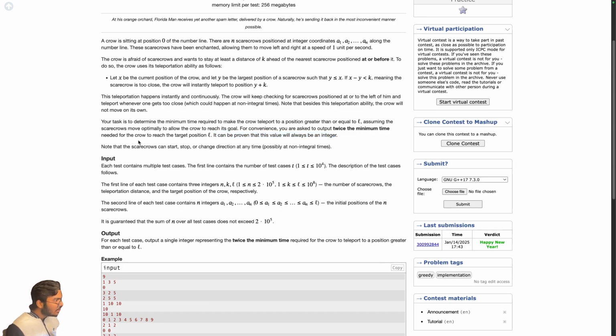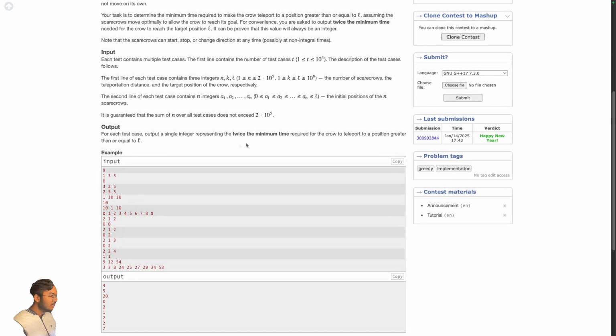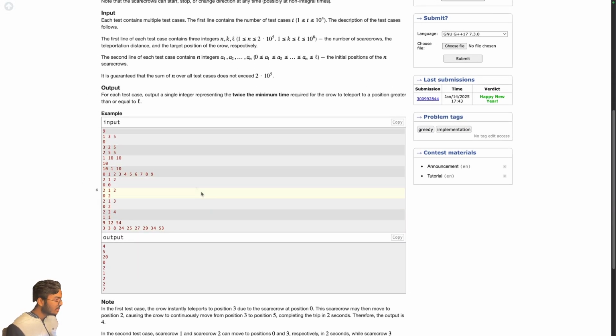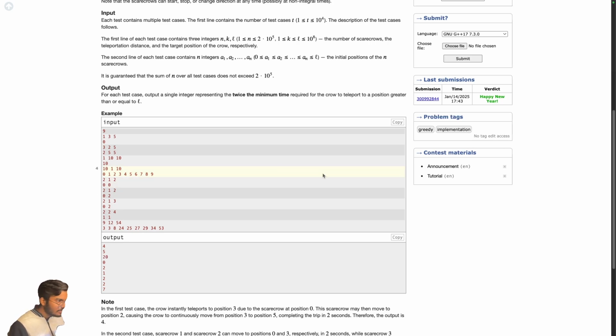Okay. Now note that the scarecrow can start, stop, or change direction at any time. Now let's first discuss all these test cases one by one, because that will give you the clarity on how to go about this problem.